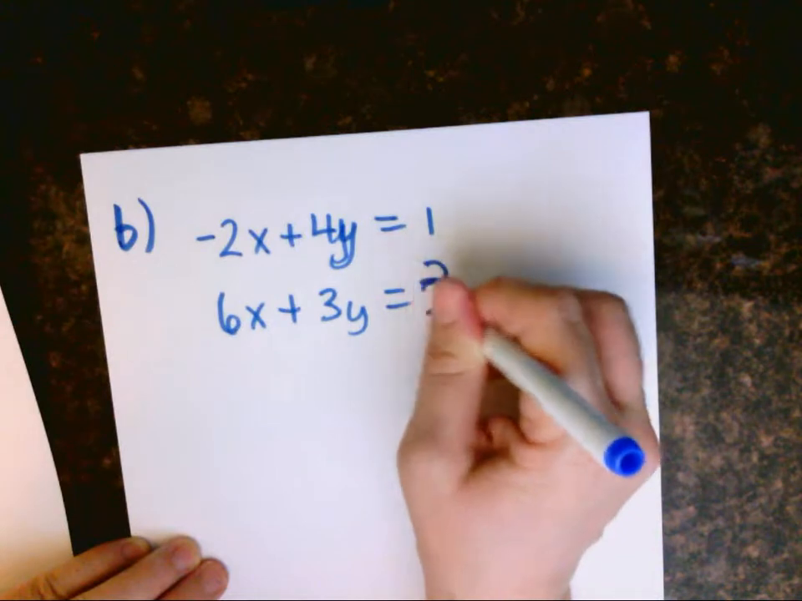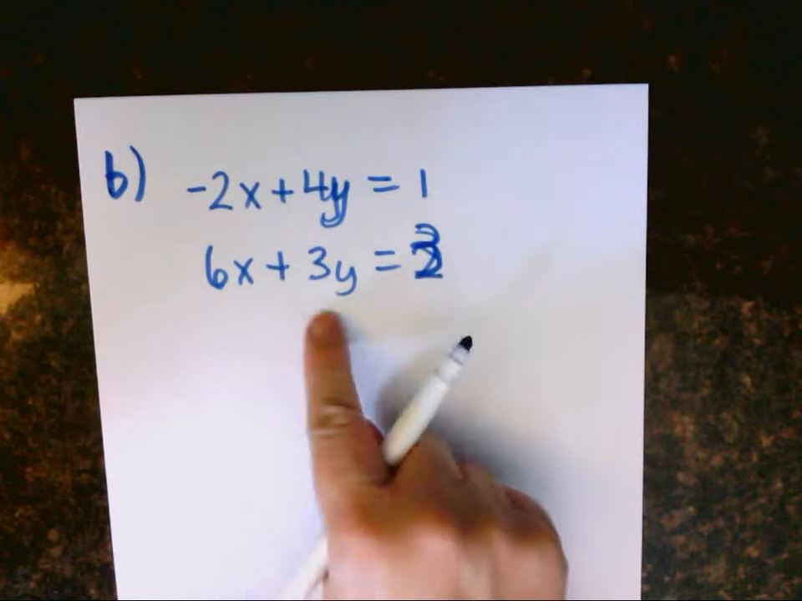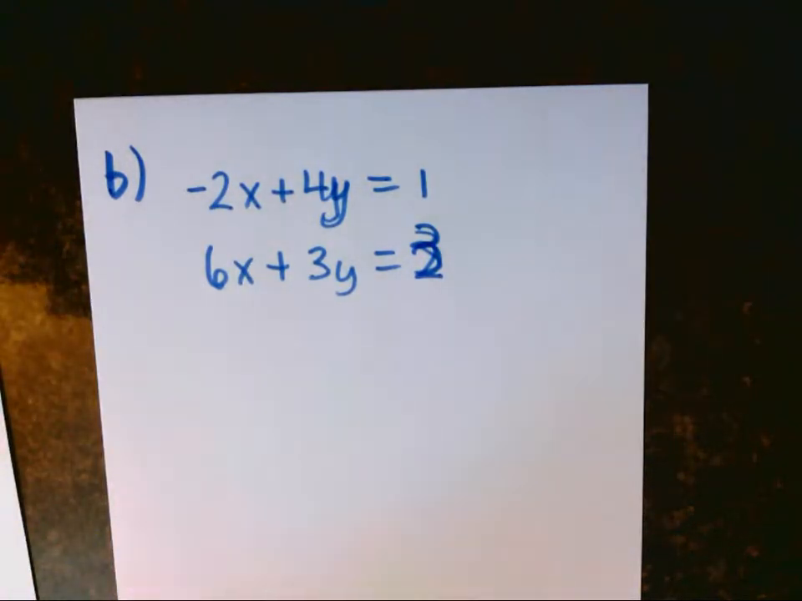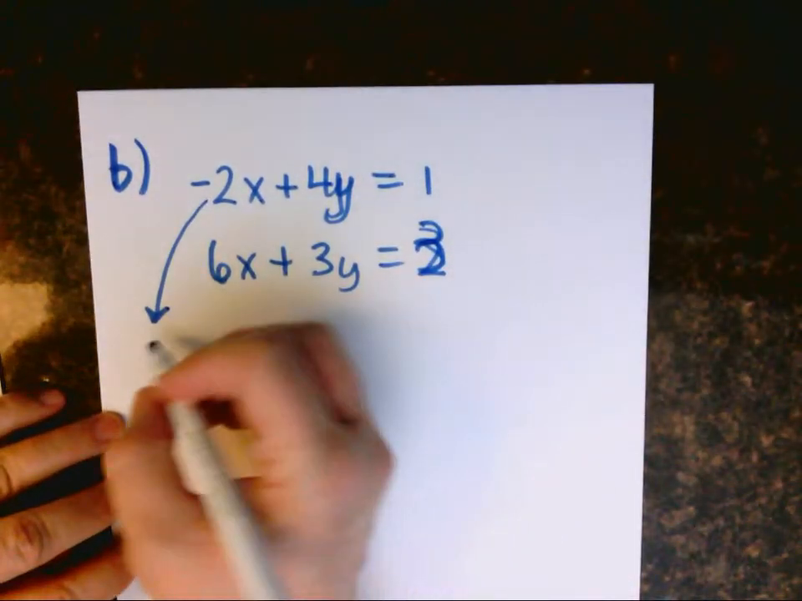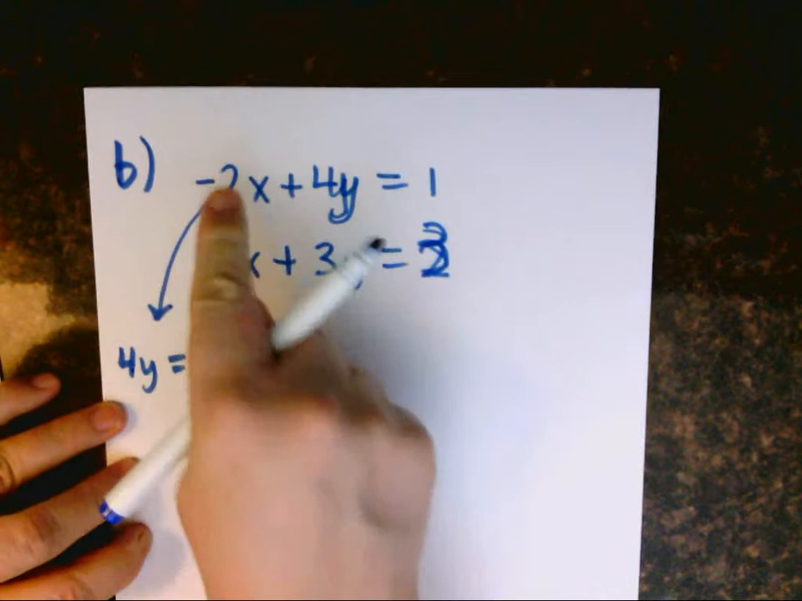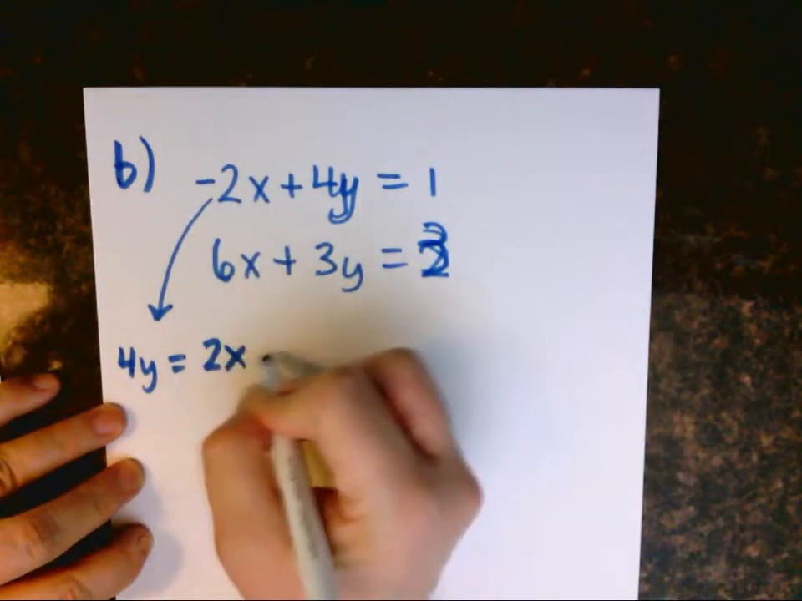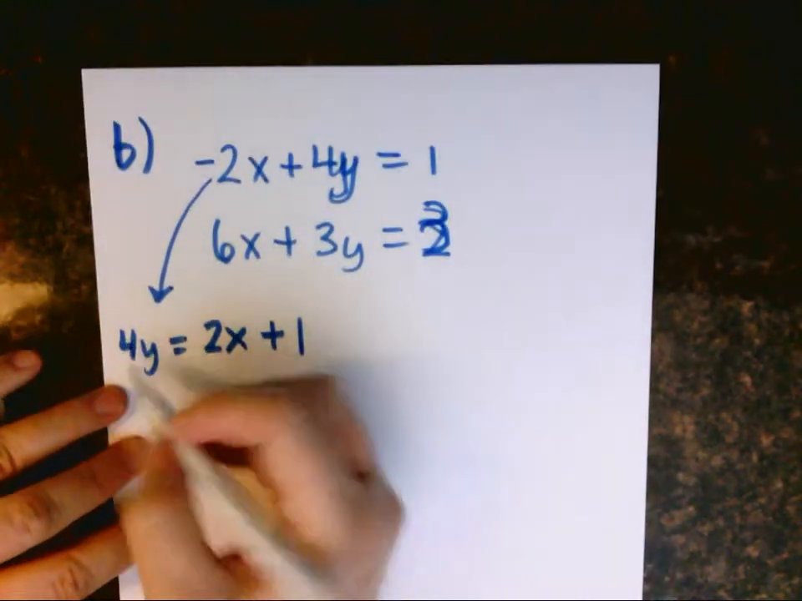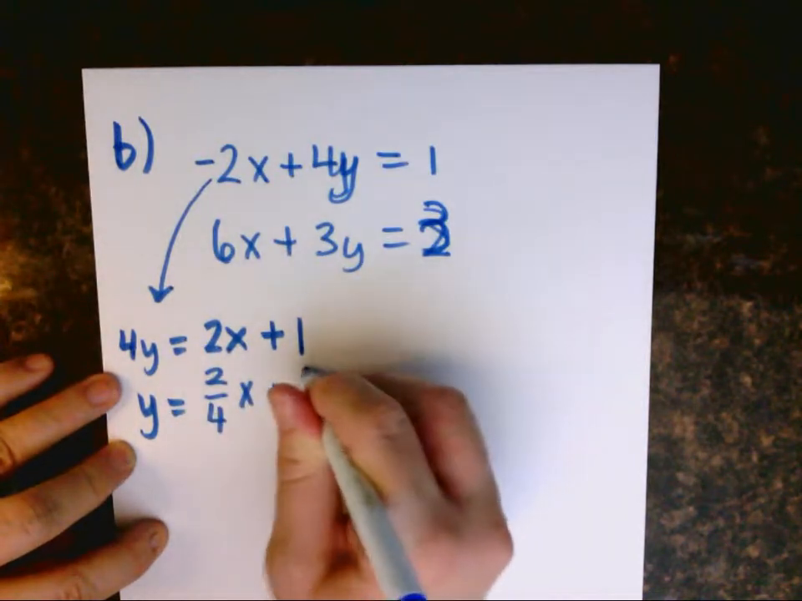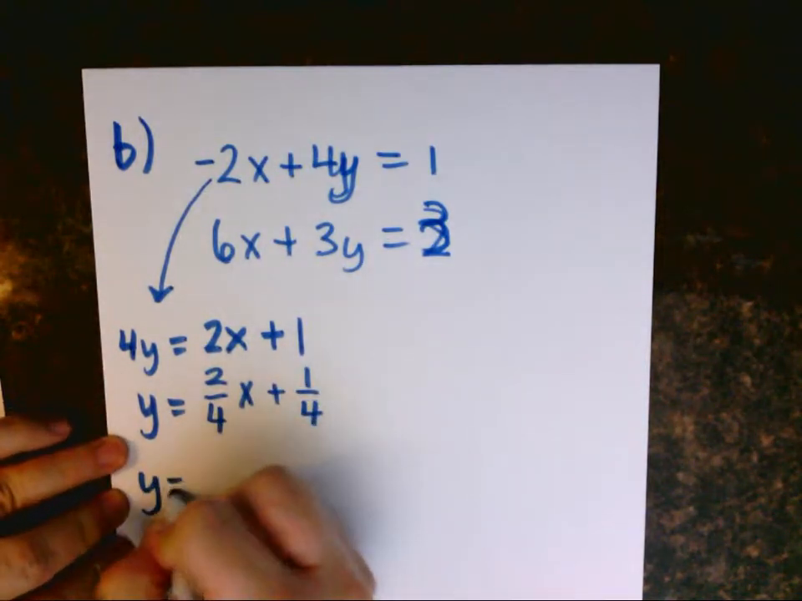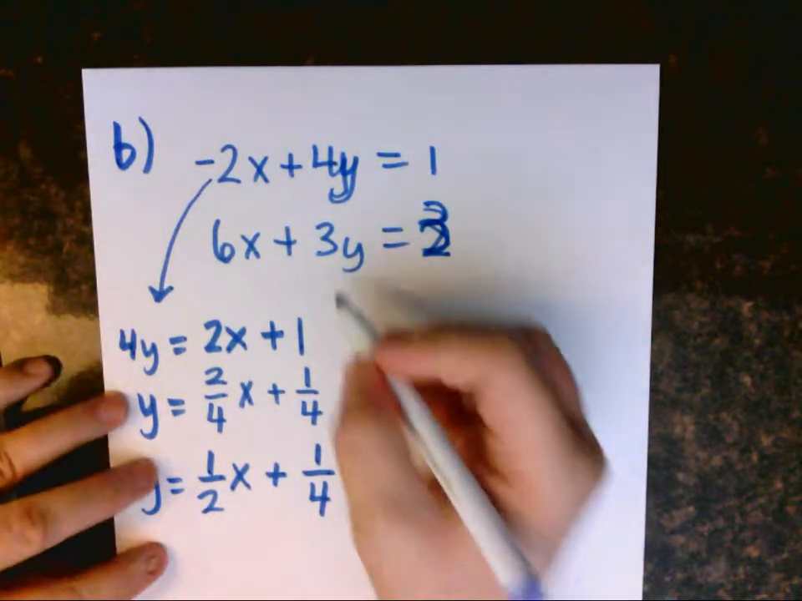Oops, let me make sure I copied that right, since I had two problems writing it down there. Good. So let's take each of these lines individually and look at it and get it in the form y equals mx plus b. So I'm going to leave the 4y over here, and get rid of the -2x by adding 2x. Okay? And divide by 4. 2 over 4 and 1 over 4. So this has a slope of 1/2 x. Okay? That's the first line.